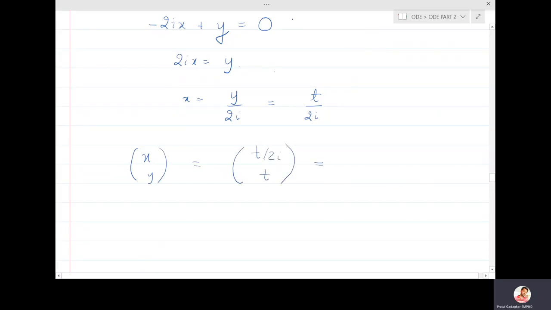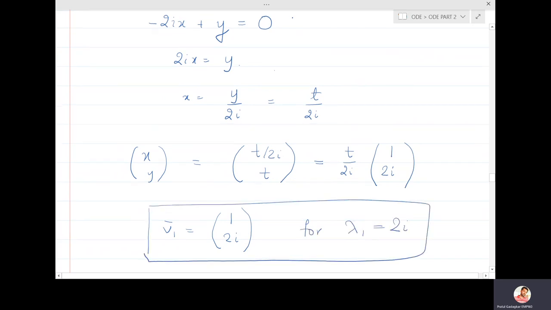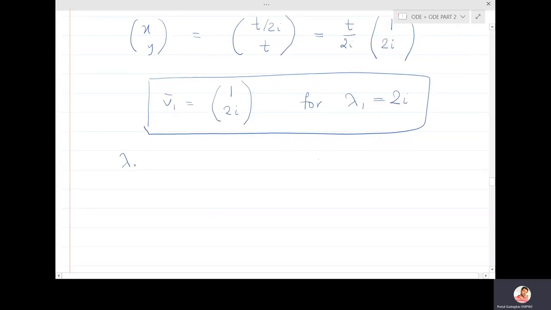What I will try to do is simplify it by taking t upon 2i common from the entire vector. I will get 1 and I'll get a 2i over here. So the eigenvector that I will choose for the first eigenvalue lambda 1 equal to 2i will be 1, 2i. Okay, now let us go for the second eigenvalue. The second eigenvalue is minus 2i.